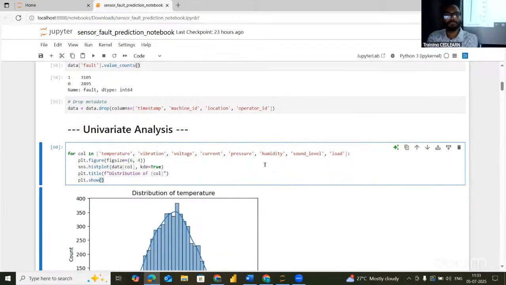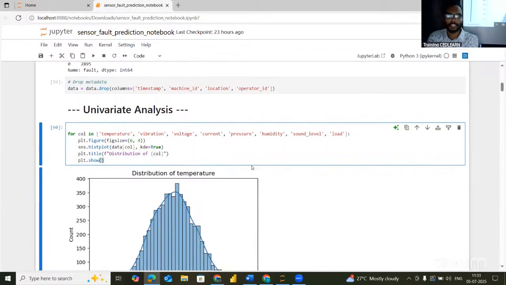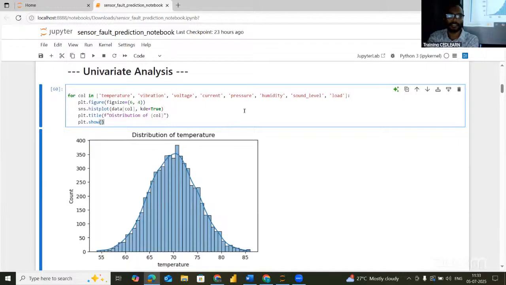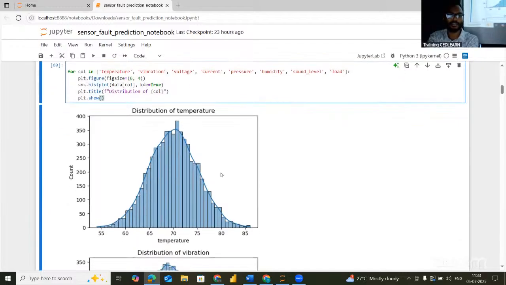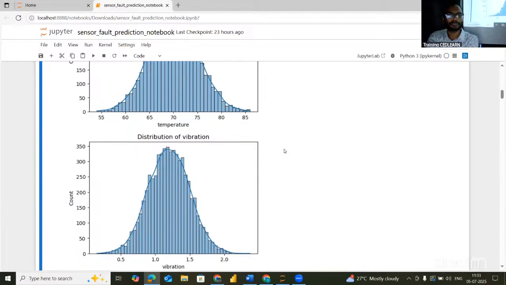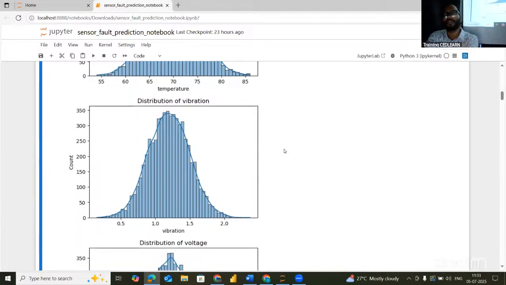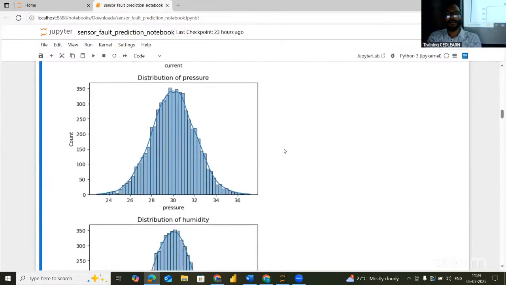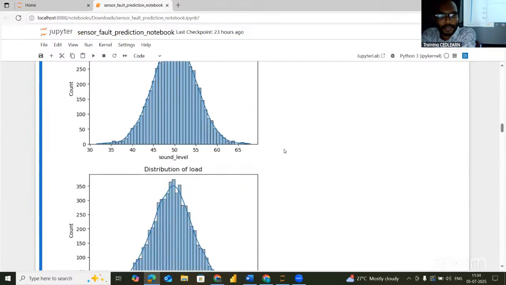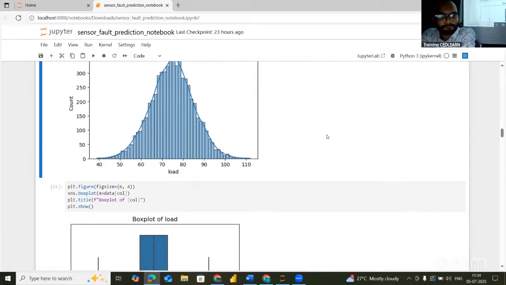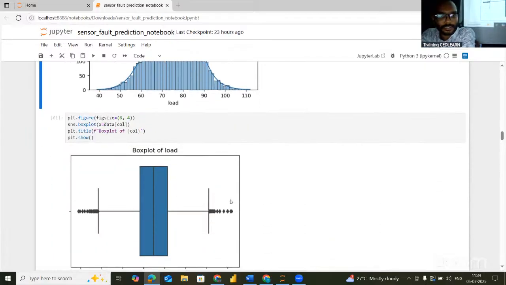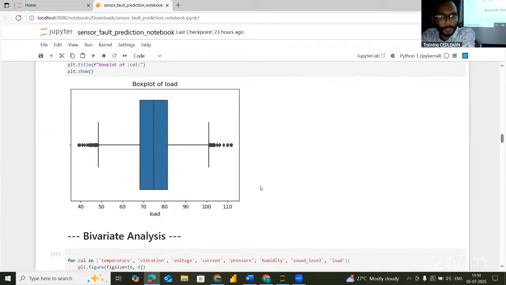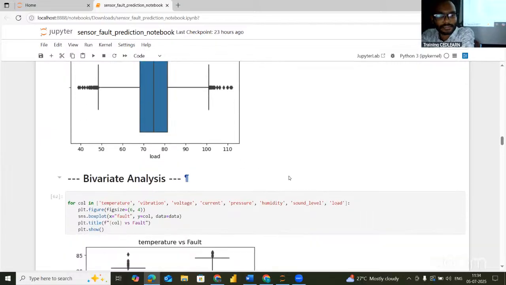Yeah, so these are the basic distributions we can see for these values, how they vary: the distribution of temperature, the vibrations the sensor has recorded so far, the voltage I mentioned, current, the pressure the sensor is capturing, humidity, sound level, and the load. And this is the box plot for the load, showing what range it is in.